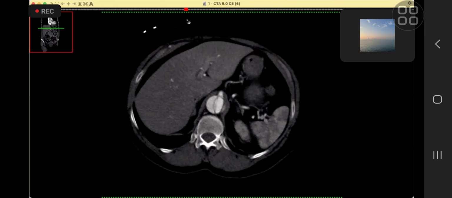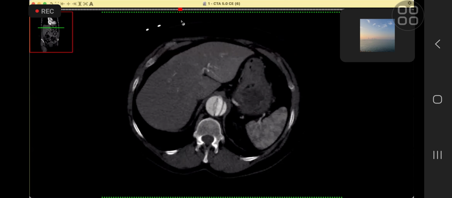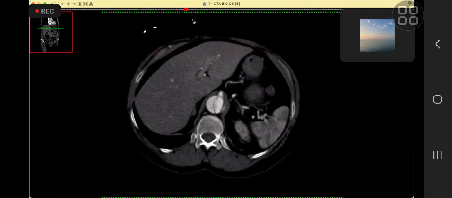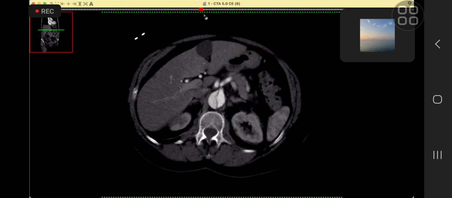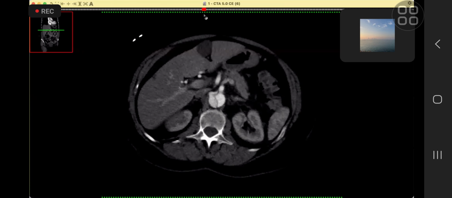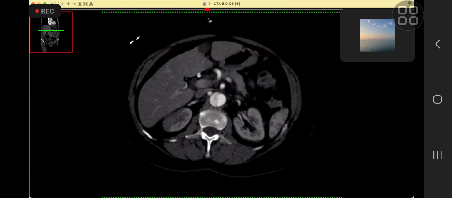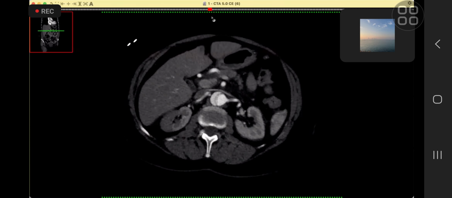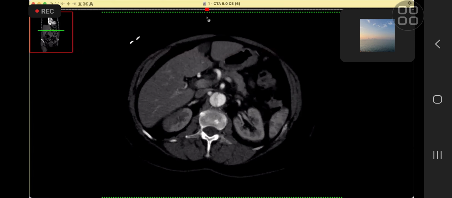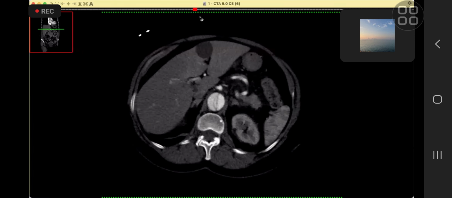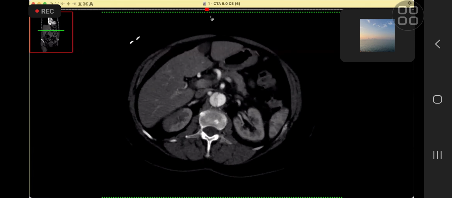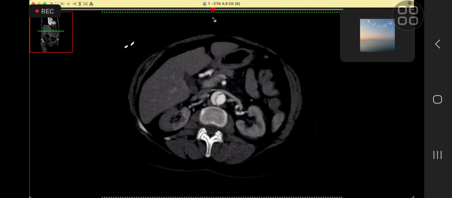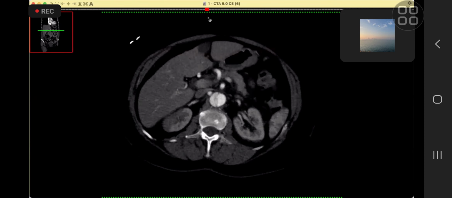I can see here the celiac trunk, which appears to arise from the true lumen. There is no evidence of dissection extending into it or thrombosis. However, I would like to confirm this finding on the sagittal images. Then here I am watching now the renal arteries. I can see the right renal artery appears to arise from the false lumen. The left one appears to arise from the true lumen.